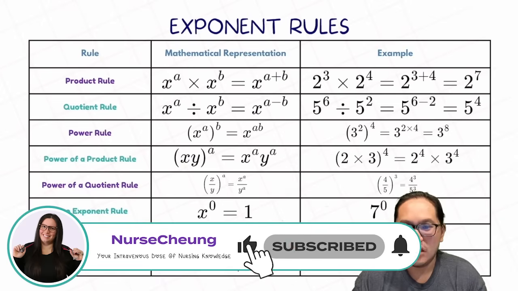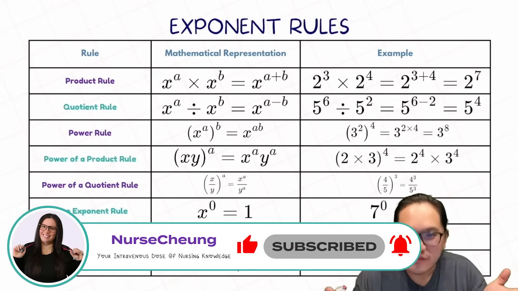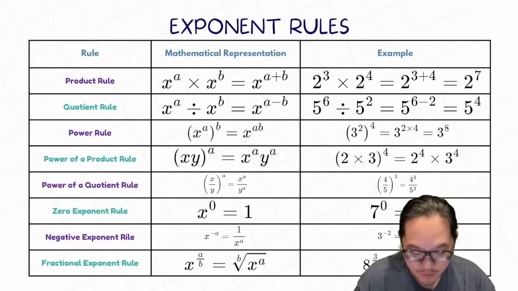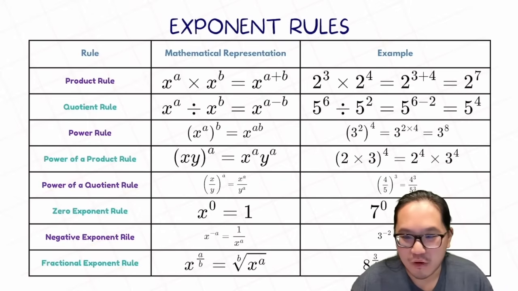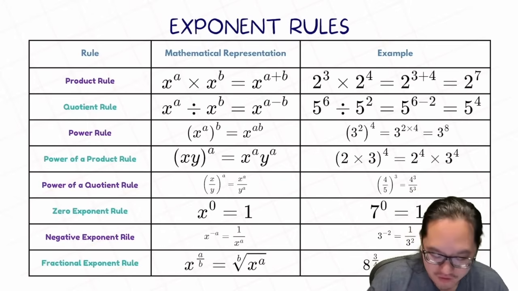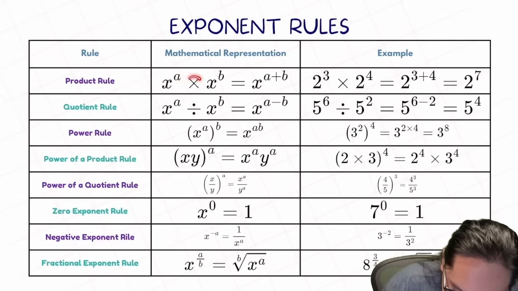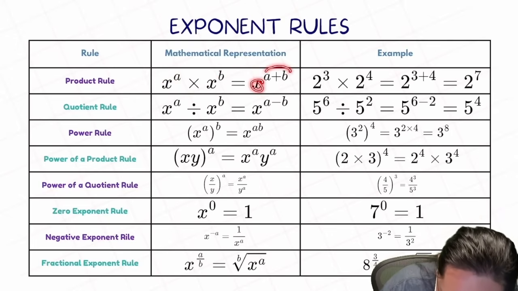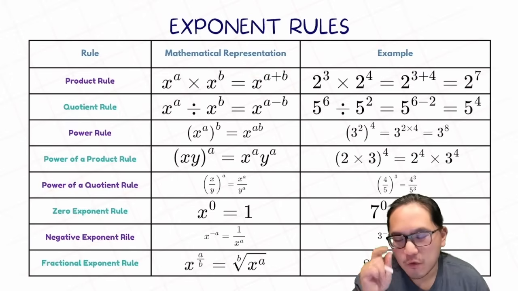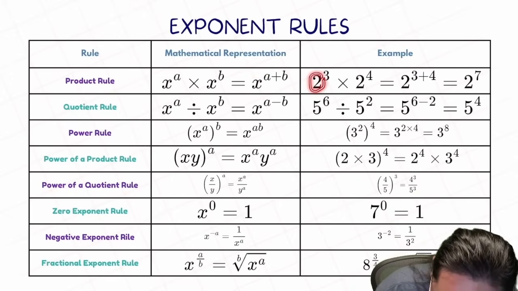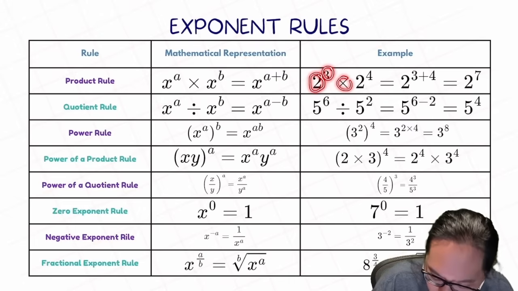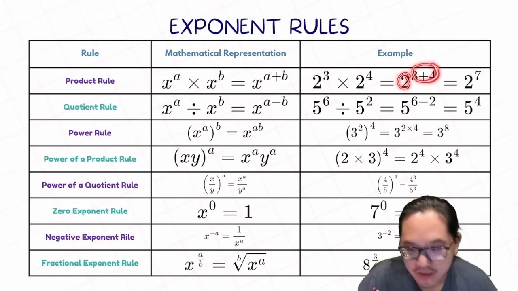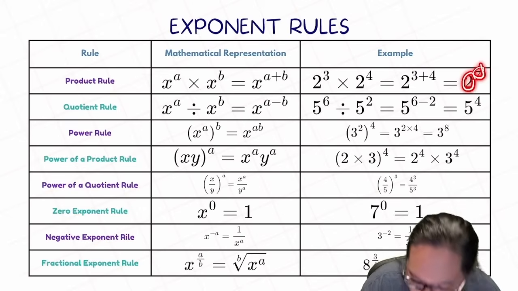Let's get started. There are only a couple of rules that you need to know regarding exponents. It's only a couple. Let's break this down and explain it one by one. Our first rule, the product rule: x to the power a multiplied by x to the power b is equal to x to the power of a plus b. What does that mean? It means that, for example, 2 to the power 3 multiplied by 2 to the power 4 is just equal to 2 to the power of 3 plus 4, equal to 2 to the power 7.